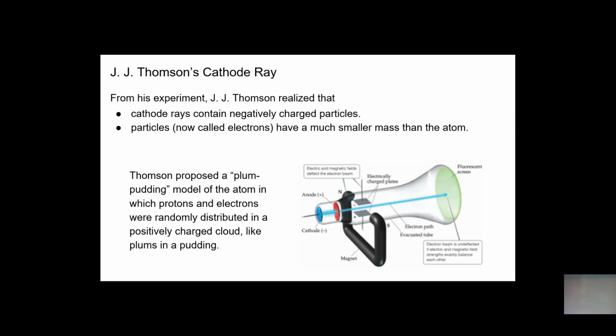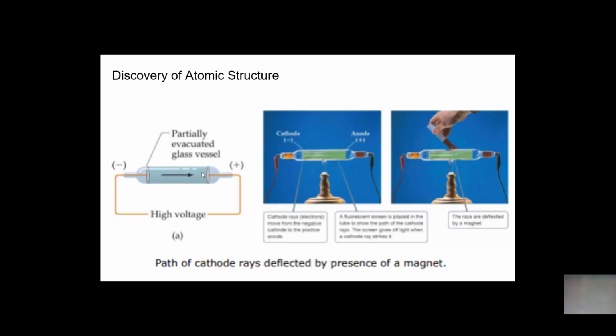And what he proposed is a model in which the protons and electrons were randomly distributed in a positively charged cloud. So the way that I envision this is like a chocolate chip cookie. They're just randomly wherever. You cannot control each cookie and where the chocolate chips would be placed. So that's what he determined, that it would look like this, which I'm going to take a step back. This is a very bad picture. I found this on the internet, and when I pulled it up, it did not look like this.